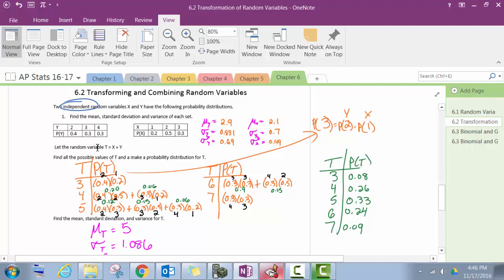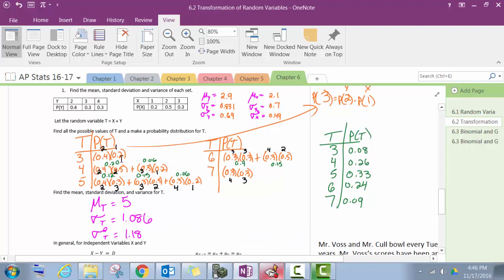So we want to put them together and get t, the combination, all the possibilities we get when we add all the x's to all the y's. So we can get 3 by 2 from the y, 1 from the x. We can get 4 by 2 from the x, 2 from the y, or 3 from the y and 1 from the x. We can get a 5 by 2 from the y, 3 from the x, 3 from the y, 2 from the x, or 4 from the y and 1 from the x.